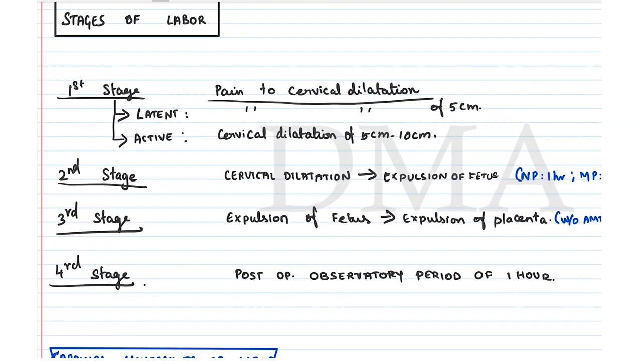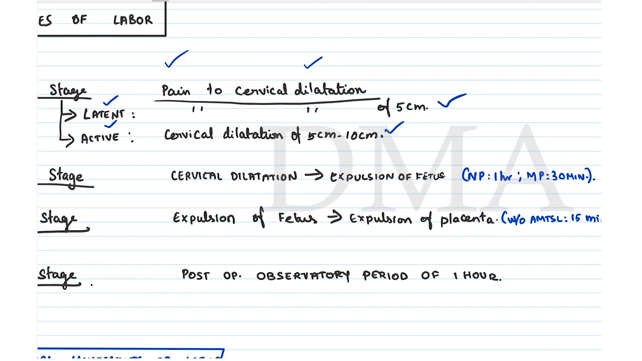Another important high yield thing you have to know is your stages of labor. First stage of labor is from the onset of pain to complete cervical dilatation. So the first stage is again divided into latent and active. Pain to 5 centimeter cervical dilatation is the latent stage. 5 centimeter to 10 centimeter dilatation is the active phase.